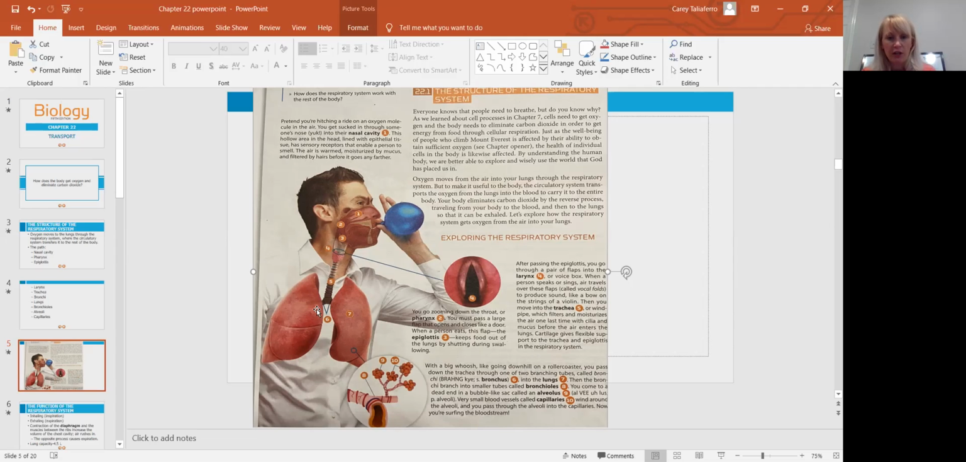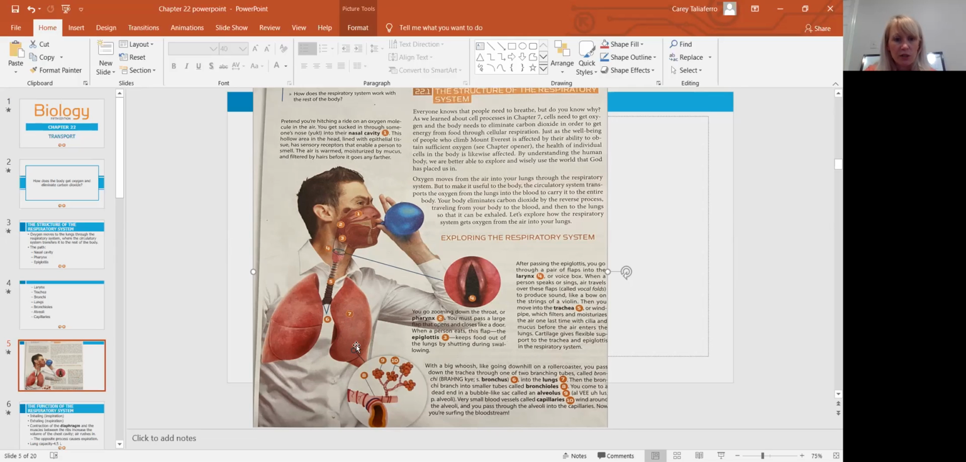You pass through the trachea if you're an oxygen molecule. You go through the trachea, and there are bronchi right here. Singular is bronchus, but you have bronchi here. See, and it kind of splits in two. So there's one on each side, one each leading to a lung.